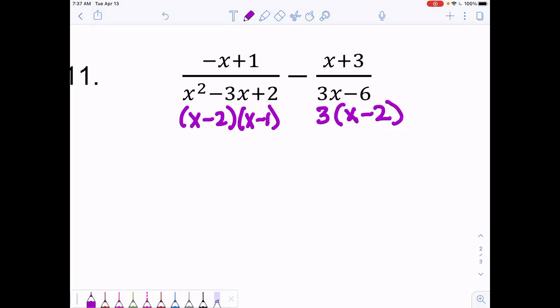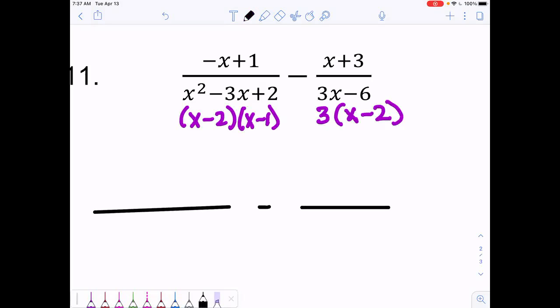All right, so number 11 is a subtraction problem. Factor first, because you're finding the least common denominator. And anytime you go to find the least common denominator, we have to factor first. And then we want to think, what would the least common denominator be? And there are 2 fractions here that are being subtracted.